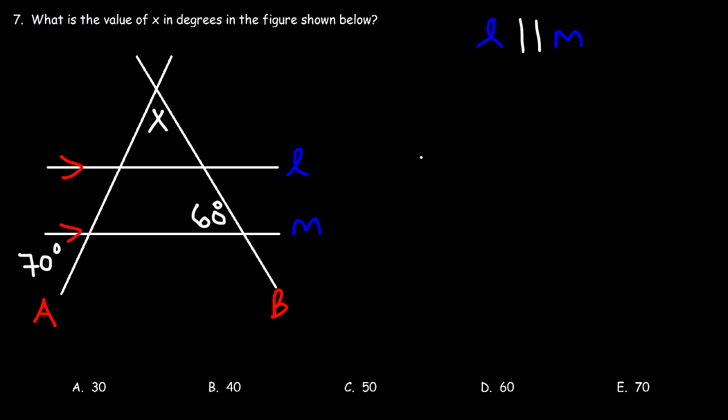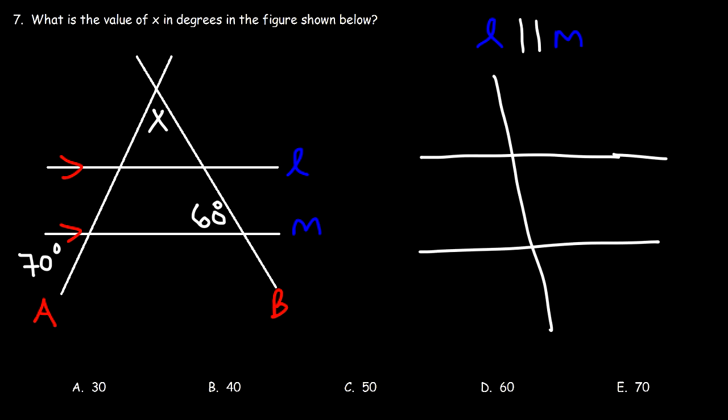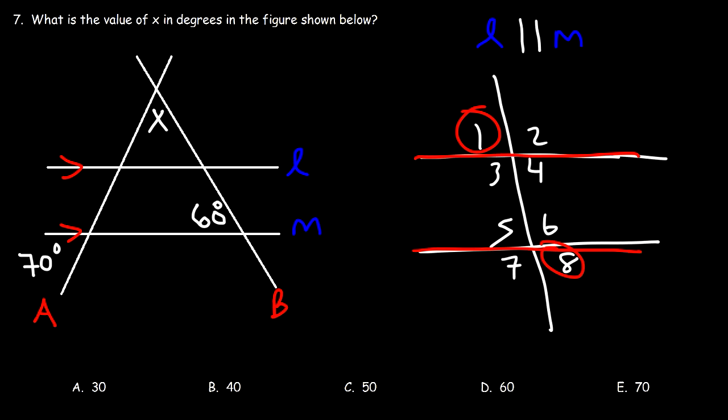So let's say we have two parallel lines cut by a transversal. Now let's call the angles 1, 2, 3, 4, 5, 6, 7, 8. You need to know that the alternate exterior angles are congruent. So 1 and 8 are alternate exterior angles. They're on the outside, or the exterior, of the parallel lines and are on alternate sides of the transversal. So 1 and 8 have the same measure. 2 and 7 are also alternate exterior angles, so 2 equals 7.